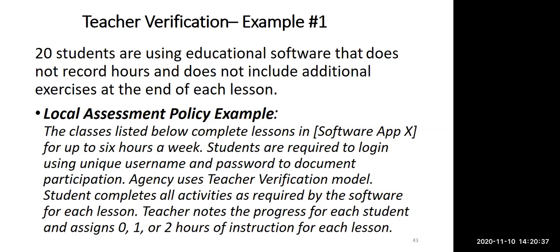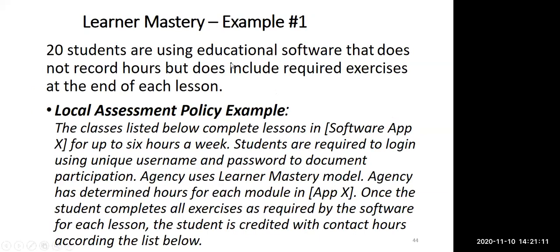This is just an example. It doesn't have to be that complicated, but in this case, we're saying they're completing activities required by the software. We're specifying that the teacher is noting that progress for each student. In this case, we're observing the student and noting how vigorously each student is participating. We're assigning 0, 1, or 2 hours based on how the teacher observes each individual student. Okay, there's more to follow.